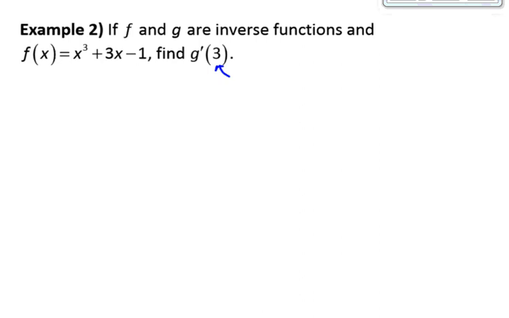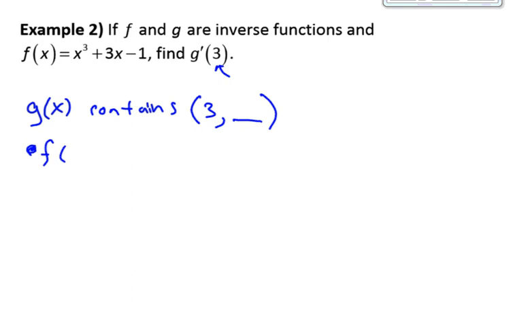Okay, so just a couple of things that we know about inverse functions. If I want to find g of 3, we're going to say that g of x contains the point 3 and then some y value. And so if g contains the point 3 and then some y value, then f, which is its inverse, is going to contain the point that's something and then 3 as the y value.